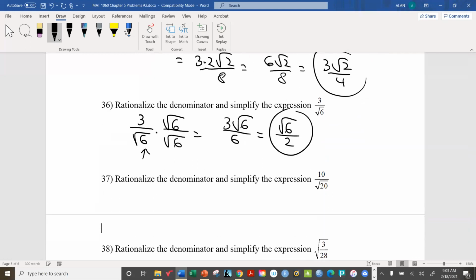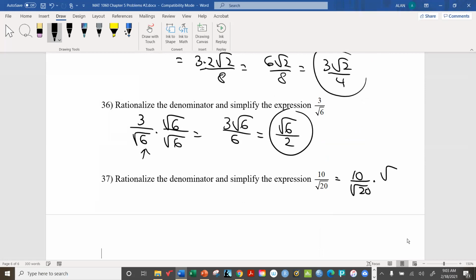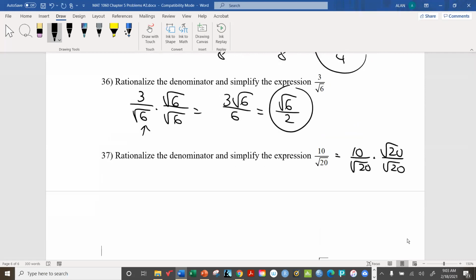Okay, what about this one? Well, the first thing we're going to do is multiply this by radical 20 over radical 20. Okay, now that leaves us with 10 radical 20 over 20, which is radical 20 over 2, but we're not done, because look what we have.